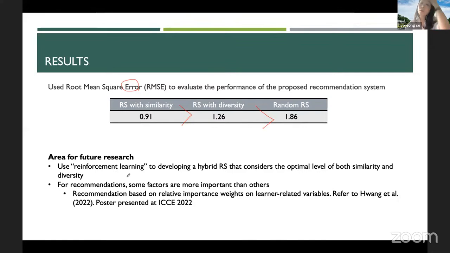Also, we have a project. In this project, we also try to incorporate more learner-related variables in the prediction. So we have different types of learner-related variables and calculated which one is more important than others. And this was presented at ICC this year. I think it was presented at one of the poster sessions this week.